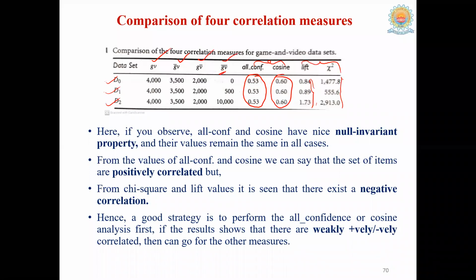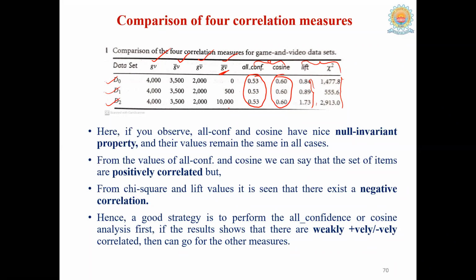What does the fourth column indicate? What is this? Just now I told. What is this? This is the null transaction, ma'am. Yes, very good. This is a null transaction. So for each data set, the number of null transactions is different.